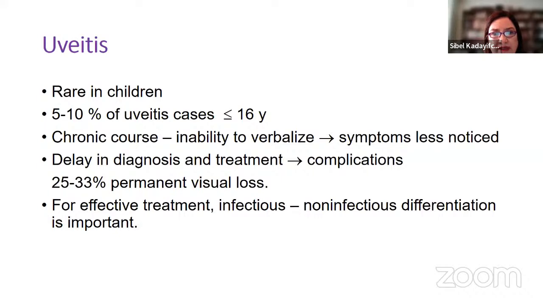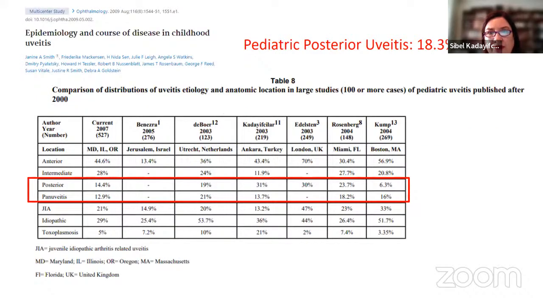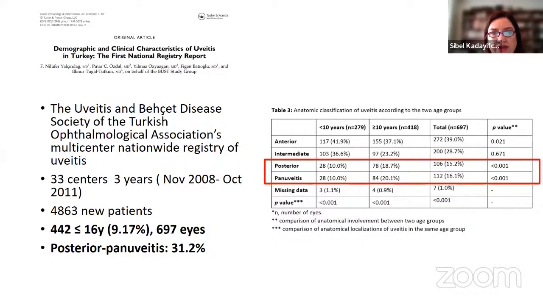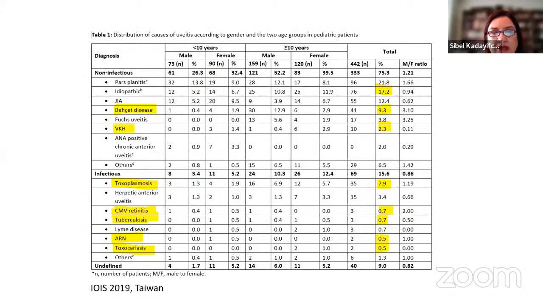It's 5 to 10% of uveitis cases, and we have to differentiate infectious from non-infectious ones. Pediatric posterior uveitis has an incidence of 18 to 43% in different series, so it shows a regional distribution. From Turkey, we have a compiled survey with a registry of new cases in 2008 and 2011. 9% of the cases were less than 16 years of age, and around 30% of these had posterior or panuveitis. Main causes after idiopathic ones were Behçet's disease in Turkey, toxoplasmosis, CMV retinitis, Vogt-Koyanagi-Harada disease, tuberculosis, and acute retinal necrosis and toxocariasis.